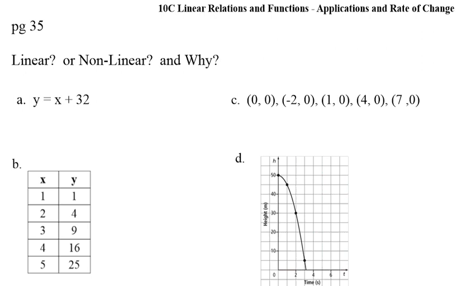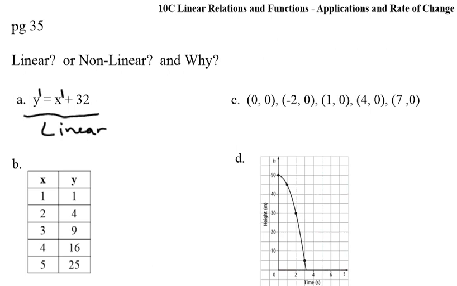Well, here we go. A, y equals x plus 32. We have an equation. What's the exponent on the y? A 1. What's the exponent on the x? A 1. An exponent of 1 tells us that it's linear.